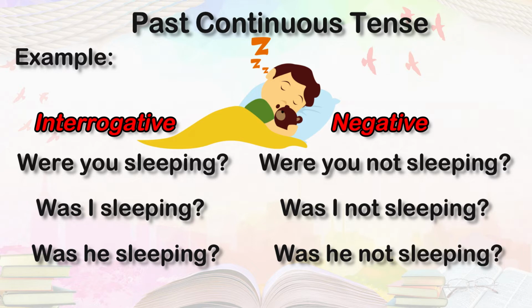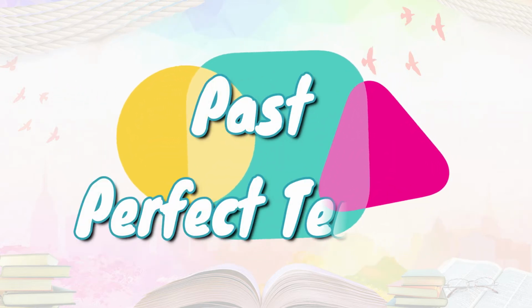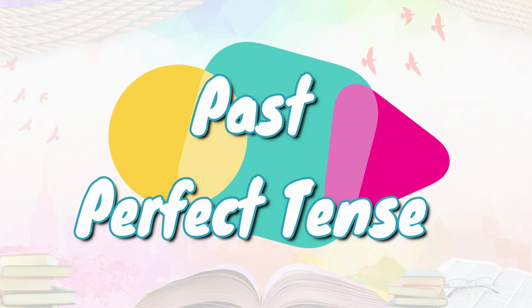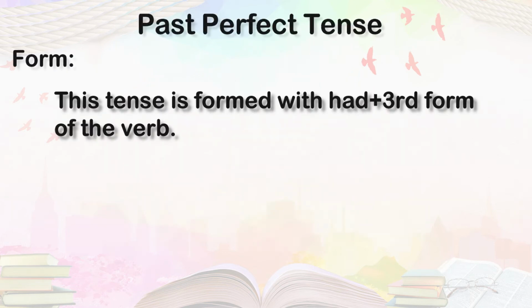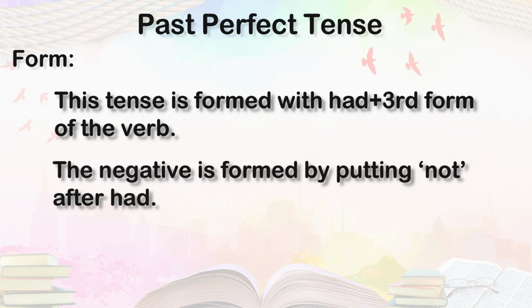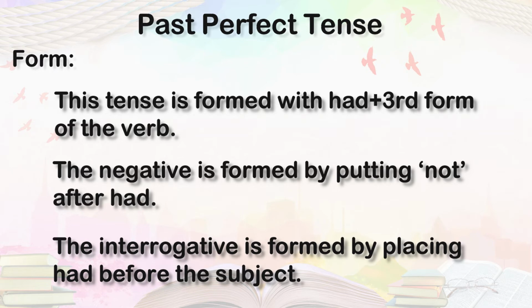Now, let's move to past perfect tense. This tense is formed with had plus third form of the verb. The negative is formed by putting not after had. The interrogative is formed by placing had before the subject.